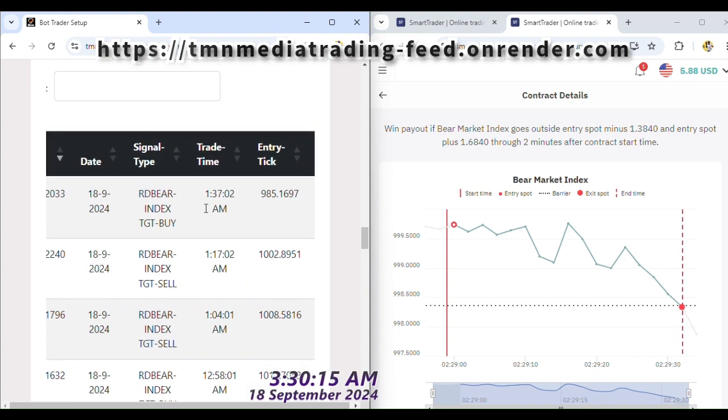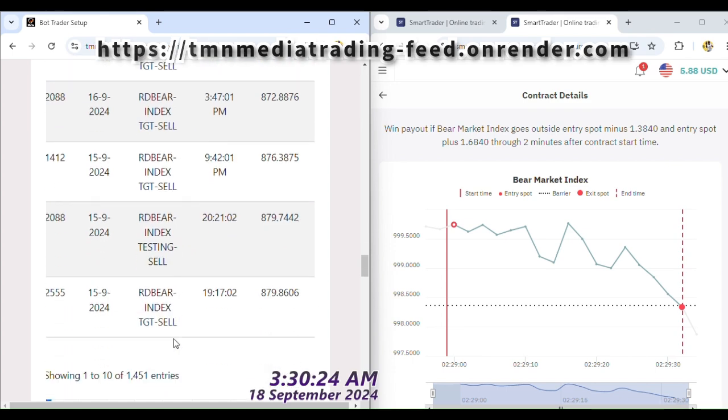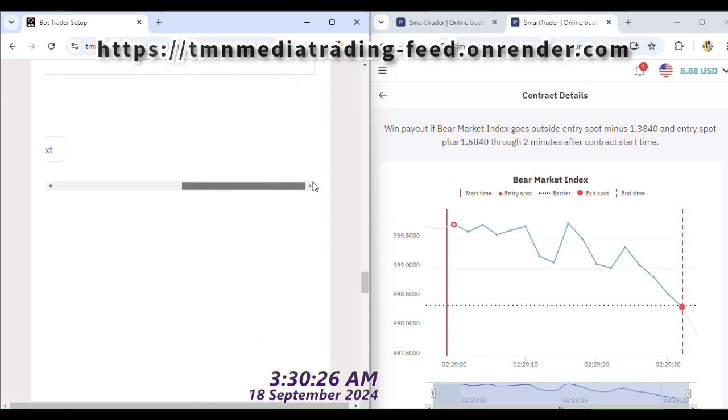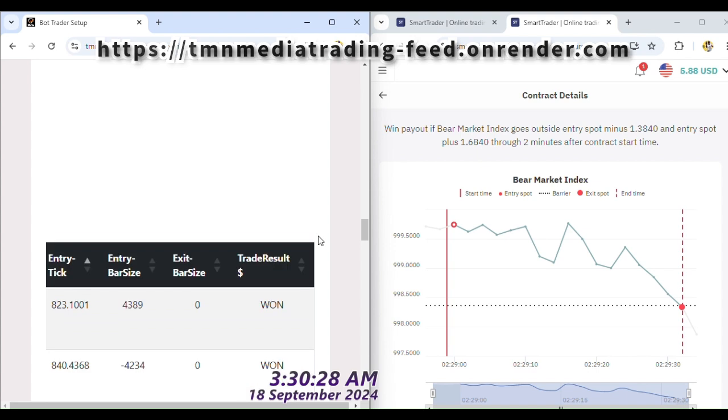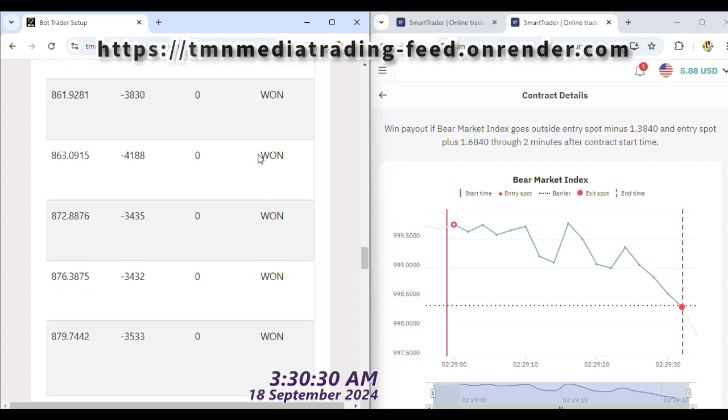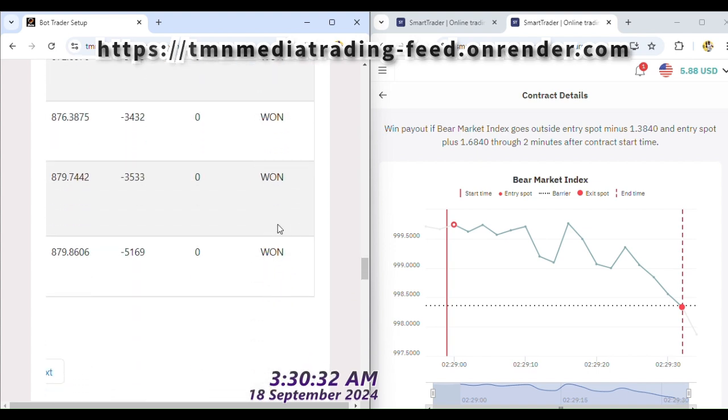That's why I tried. This one is the record for both Red Bull and Red Bear. You can see the record for the losses. Let me show you so that you understand exactly what I'm talking about. These are all wins for today. For all the signals generated right now for the past 3 hours today, they've all been won.